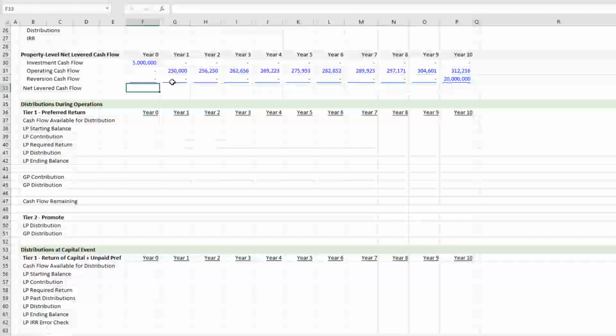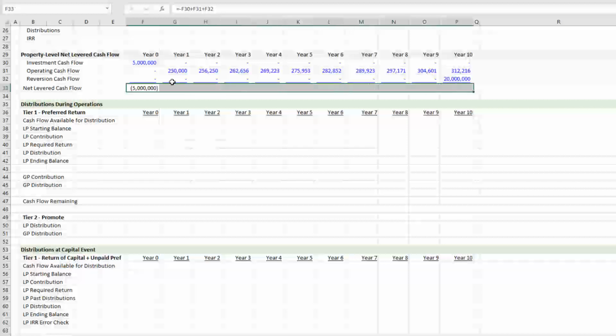And then this is our net levered cash flow line. We go equals negative investment cash flow, that's an outflow, plus an operating cash flow, plus a reversion cash flow, and then we can copy this out to the right. Now what I'll do here is hold down Shift, right arrow out to the end of this range, and I can either do a copy paste, or I can just hit Control R.